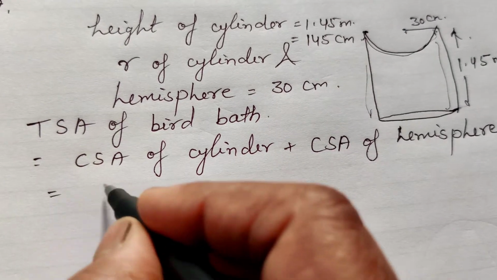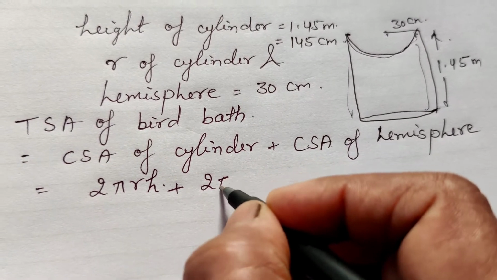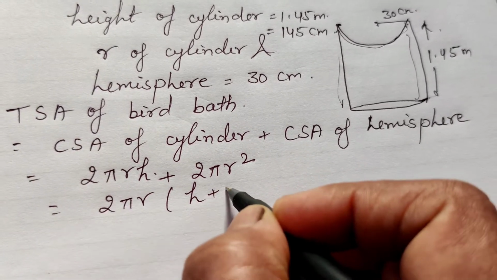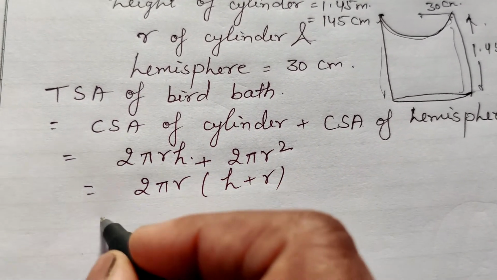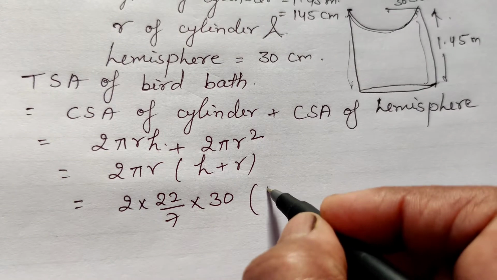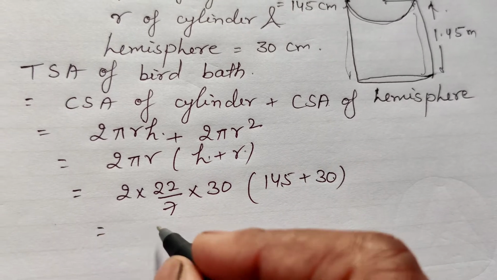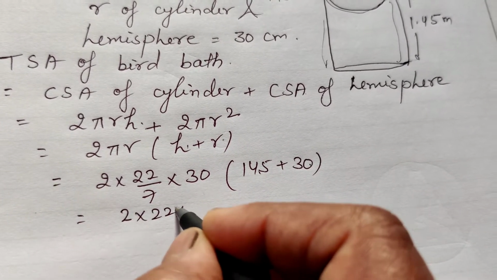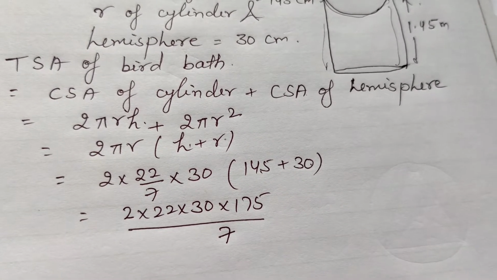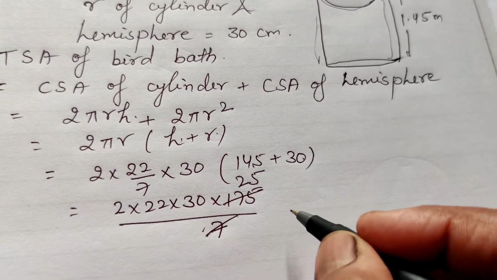The CSA of cylinder is 2 pi RH and the CSA of hemisphere is 2 pi R square. Take 2 pi R common, H plus R. So 2 into 22 by 7 into 30 in bracket 145 plus 30. H is 145, radius 30. Now solve. 2 into 22 into 30 into 175 by 7. Now cancel by 7, 25, 50.